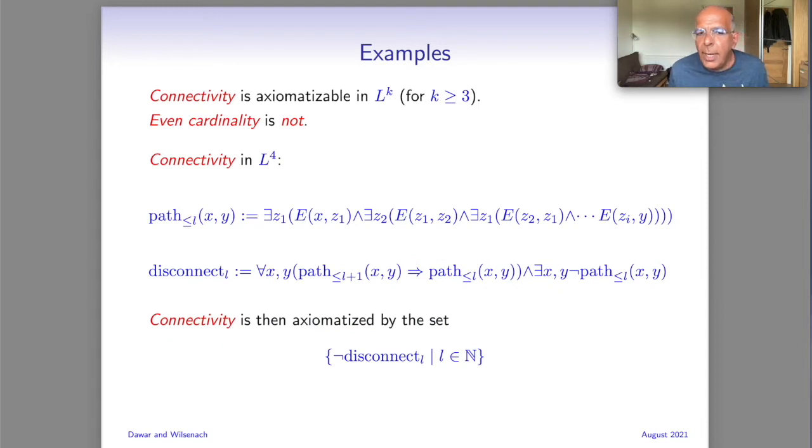Now, how do I say that a graph is connected with an infinite collection of sentences? Well, basically, I take the negation of disconnect L for all possible values of L. That's an infinite collection of sentences. And any graph that satisfies all of them must be connected. Any finite graph that satisfies all of them must be connected. Okay, so I have axiomatized connectivity using just 4 variables.